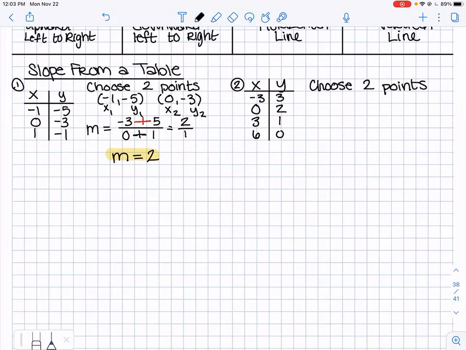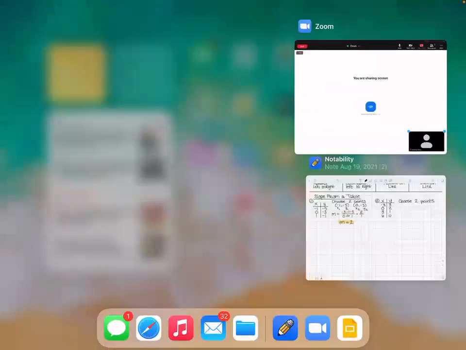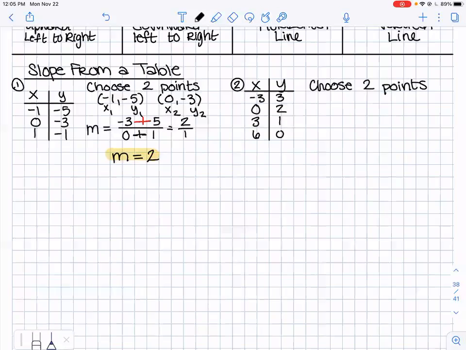Okay, so always got to start by choosing your 2 points. Why don't you see if you can find the slope on your own? Try it out, see how it goes. All right, so choose your 2 points. So somebody give me the 2 points they chose.